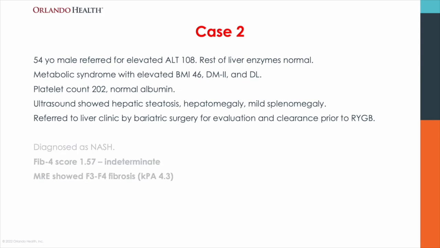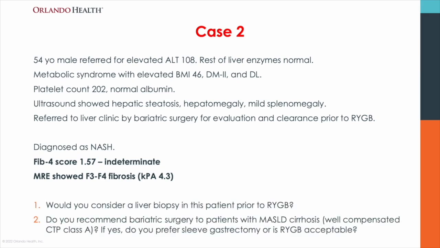I referred to liver clinic. He was actually evaluated by bariatric surgery, and they sent him to the liver clinic for clearance or evaluation prior to gastric bypass surgery. So we diagnosed him as MASLD. Again, his FIB-4 index was indeterminate, 1.57. I did an MRE on him, which showed F3 to F4. The KPA was about 4.3.